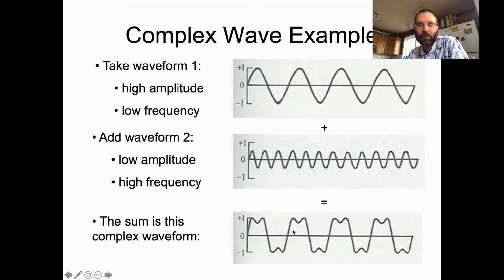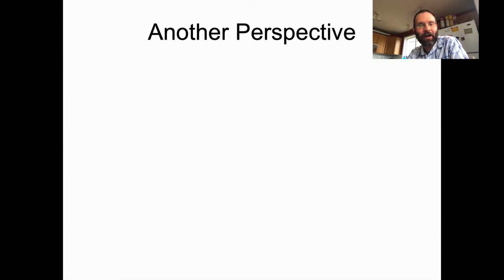So we get this big, loopy, slow repeating waveform 1, and then we get the very quick repetitions of sine wave 2 superimposed on those peaks and valleys. Okay, that's just for visualization's sake. That's how this works when you create a complex wave.